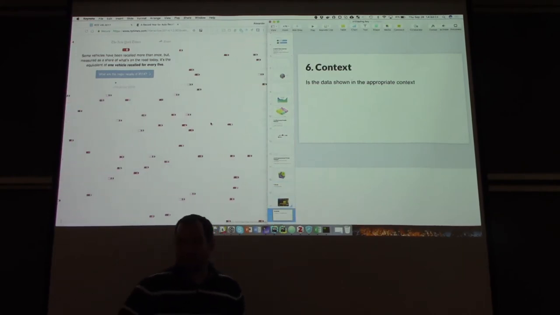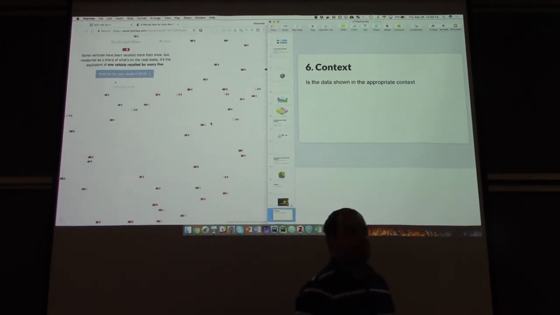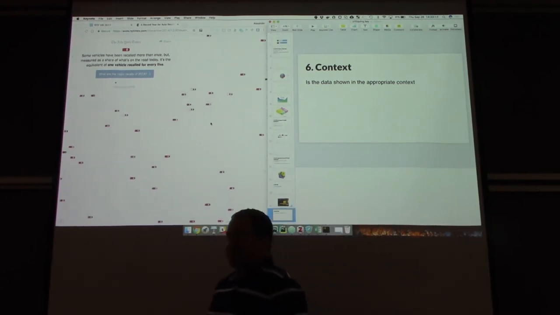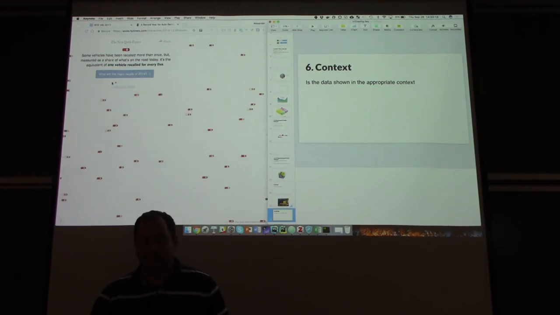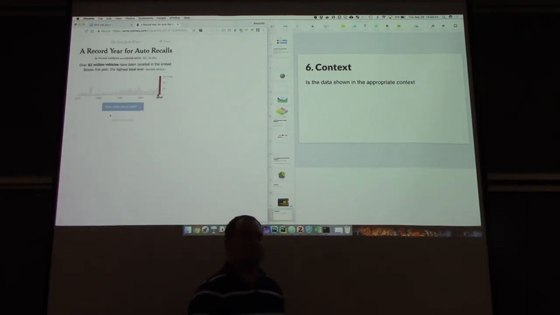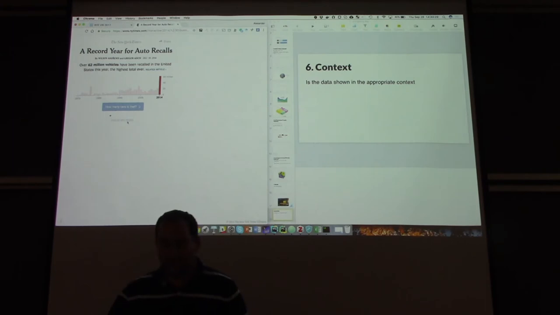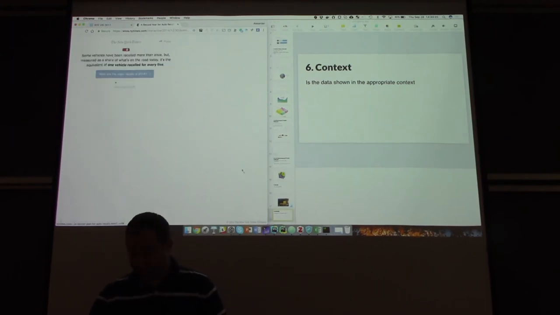Context. Is the data shown in the appropriate context? So this chart doesn't really, right? This one here gives us context. It gives us context of how exceptional that is compared to other previous years. But the animation itself doesn't do that.